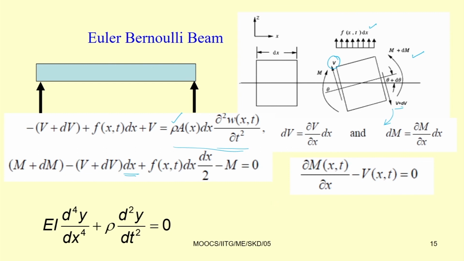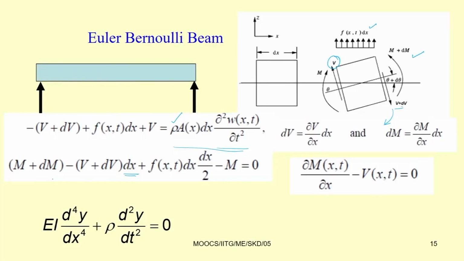as it is taken in the upward direction, f(x,t) dx, into dx by 2. You can assume that the total force is acting at the middle of the section, so that is why you multiply by dx by 2, and minus M. Here the assumption is that the anticlockwise moment is positive. In the previous case, when I described, I had taken the clockwise moment as positive.